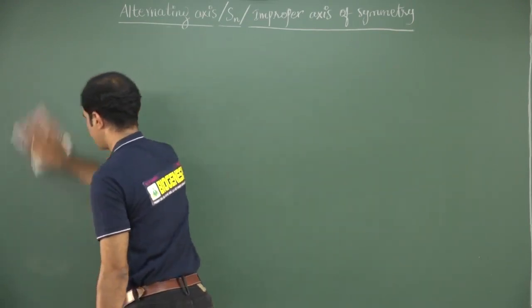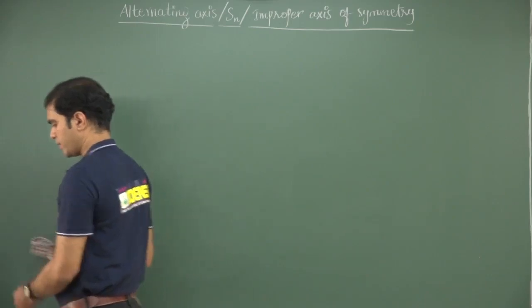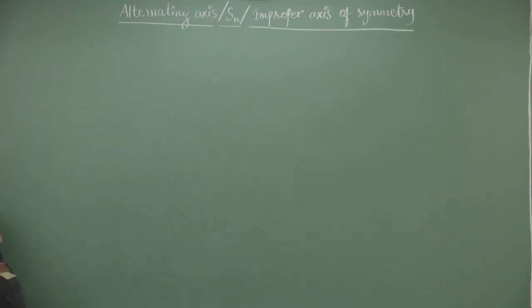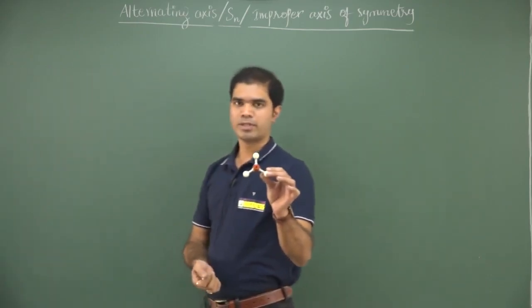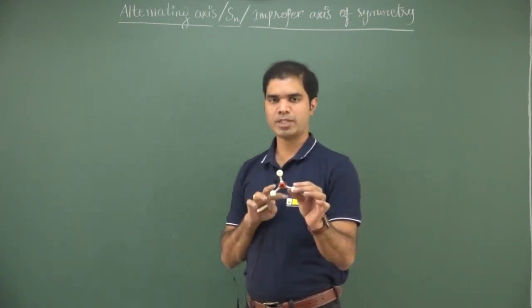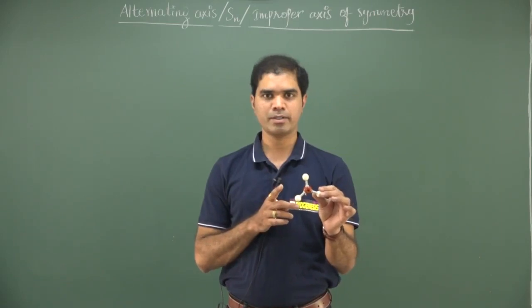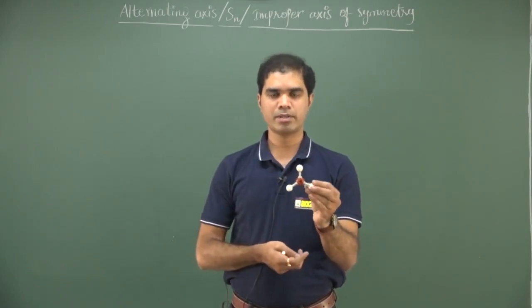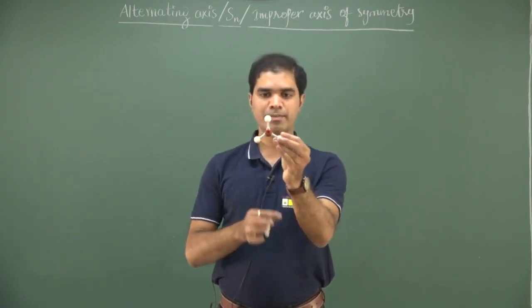Coming to the examples, examples look very interesting. If I choose a simple BCl3 type of molecule, is there any improper axis in it? It means you have to check for a rotation followed by a perpendicular reflection, whether it is giving an equivalent structure or not. Now just let me check.